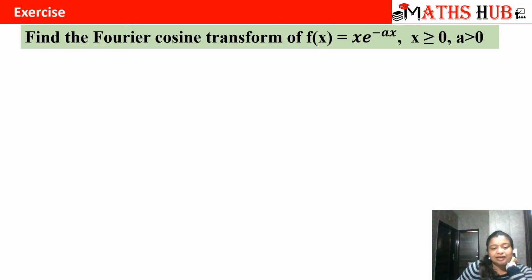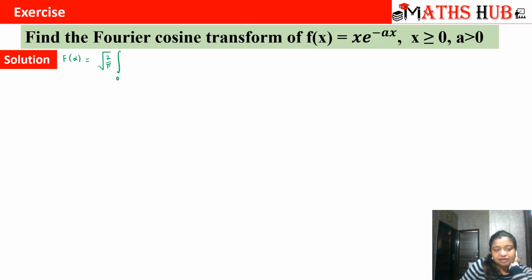The next question says, find the Fourier cosine transform of f of x equal to x into e to the power minus ax, where both x and a are greater than 0. Right? Now how to do this question? Let's see. So you can write the formula for Fourier cosine transform, and that will become f of alpha is equal to under root 2 by pi 0 to infinity integral of the function, that is x into e to the power minus ax into cos alpha x dx. Right? Now again you can see you are getting a cos term. So you can always write it as real part of. So this is under root 2 by pi integration 0 to infinity x into e to the power minus ax into, this can be written as real part of e to the power iota alpha x dx.